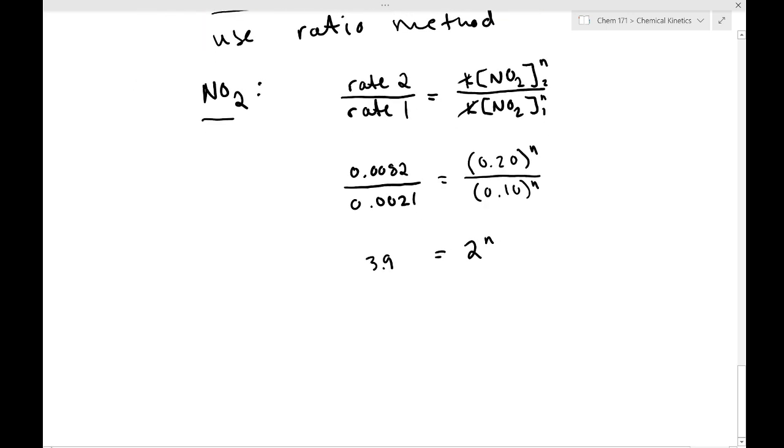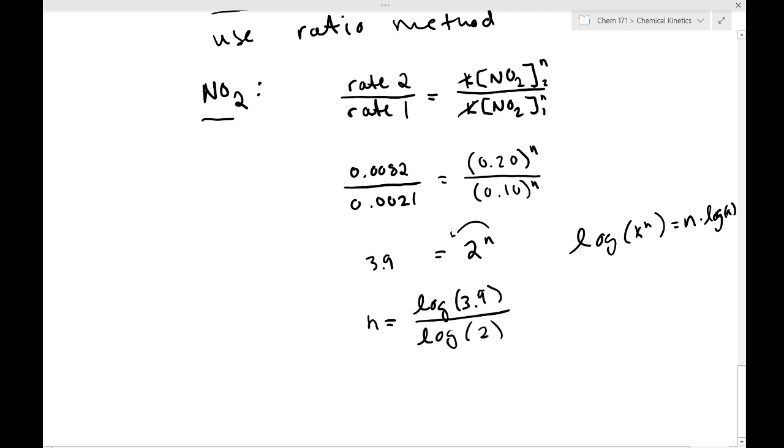I solve for n using the method of logs, so I take the logs of both sides, and when I do that, I can take this guy and bring it down front, right? You guys remember that? If you have log of x to the n, log of x to the n is equal to n times log of x. I'm going to use that identity here, and I'm going to end up with n is equal to the log of 3.9 divided by the log of 2. When you compute these numbers together, it is 1.96. We have a significant figure here, so this is going to round up to 2.0, and we get n equal to 2, which is exactly what we predicted without using the ratio method.